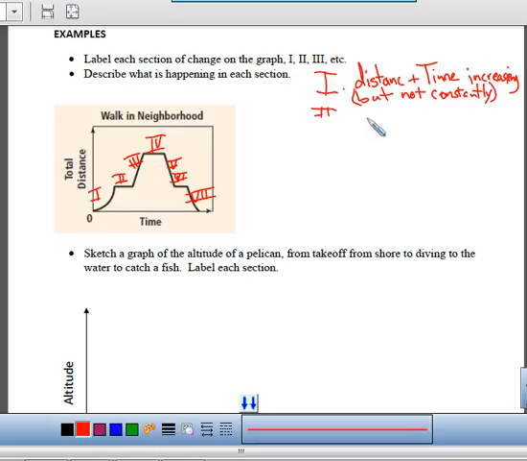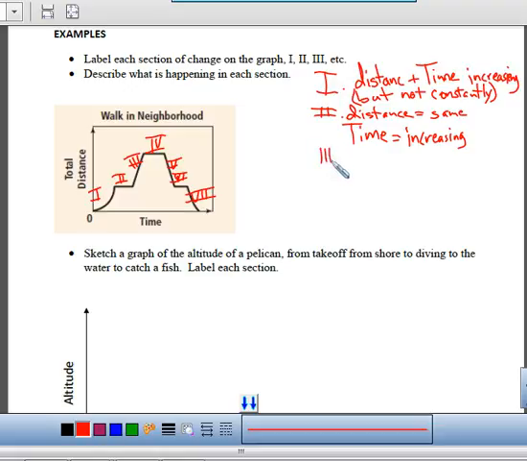In section 2, the distance is staying the same, but the time is increasing. So if we're talking about somebody that is maybe traveling, maybe they're walking in the neighborhood, so maybe they found somewhere to stop. If they're walking a dog, maybe the dog had to stop and sniff around or something. The time is still increasing, but the distance is the same, so they're stopped, obviously. So the person is stopped.